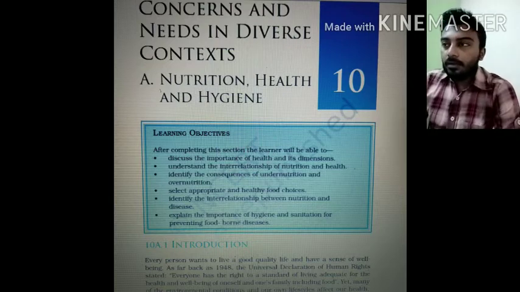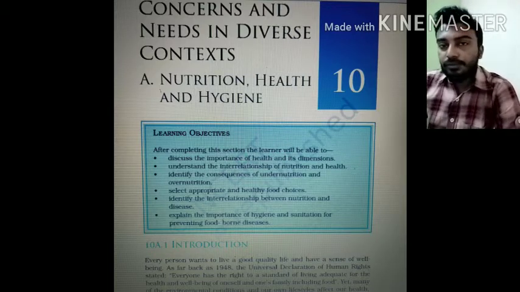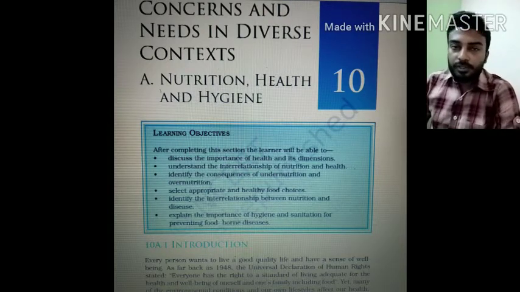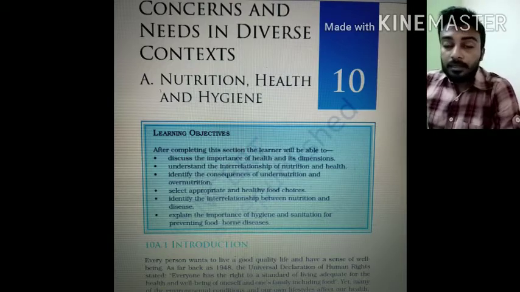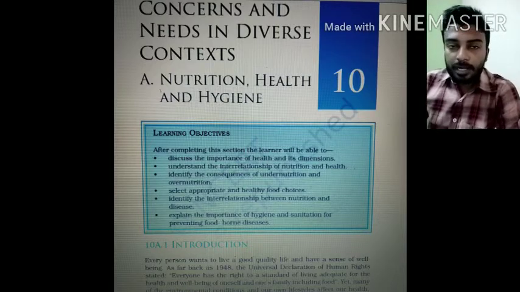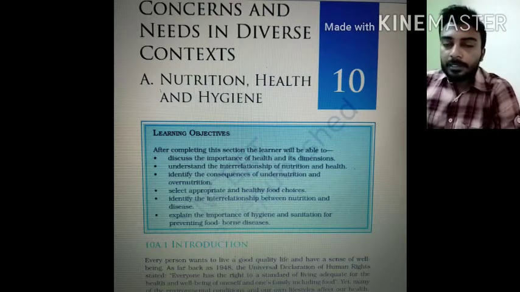So, what we read in this chapter previously is, what is this all about? Nutrition, health and hygiene. How health and hygiene are related to nutrition, or how all three of these things are related to each other. We have read about what is health, and what is the definition of health given by the World Health Organization. You have to memorize that definition of health according to WHO.